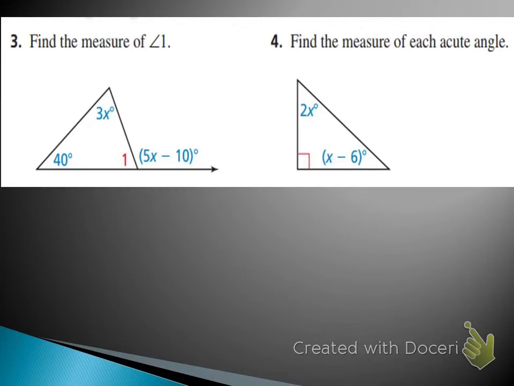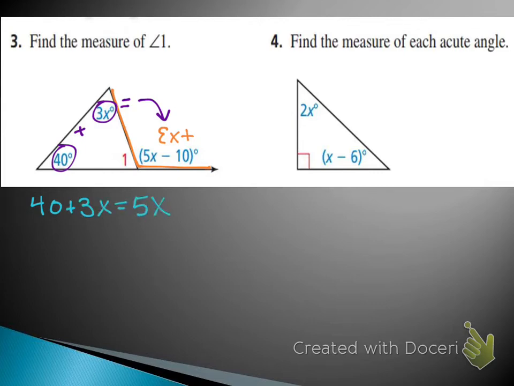5x minus 10, it is obtuse. But what else do we call 5x minus 10? It is an exterior angle. So the exterior angle is equal to the 2 interior angles that are not adjacent to it. That would be 40 and 3x. You can add them, and they will equal the exterior. So that's what we're going to do. 40 plus 3x equals 5x minus 10.